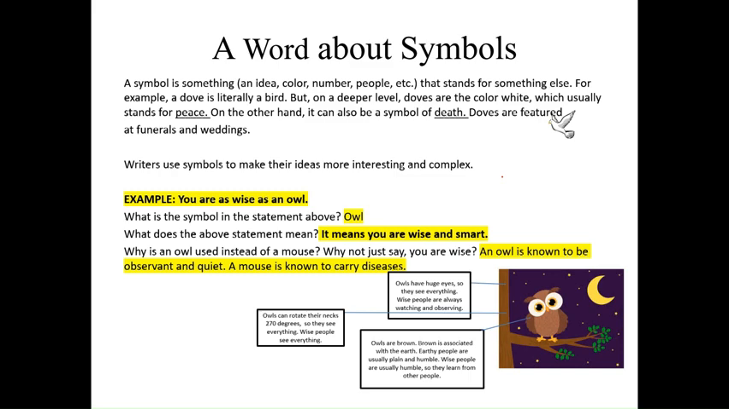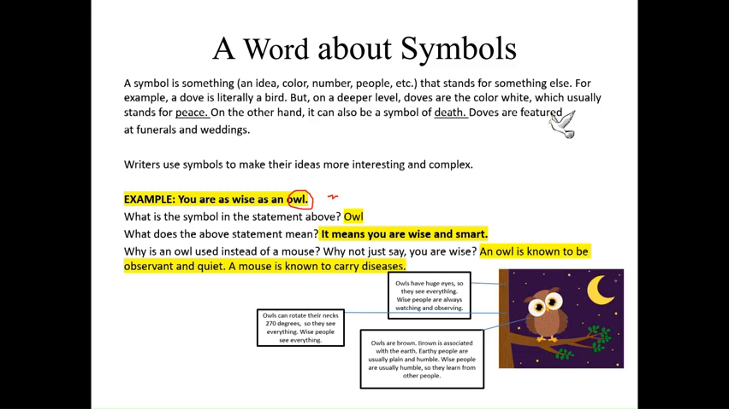So, if somebody came up to you and said, "You are as wise as an owl," you have to figure out what is the symbol here. The symbol here would be an owl, right? What does this above statement mean? It could mean that you are wise and smart. Why did the person say you were as wise as an owl as opposed to saying you are as wise as a mouse? Because an owl is known to be observant and quiet, and a mouse is known to carry disease.